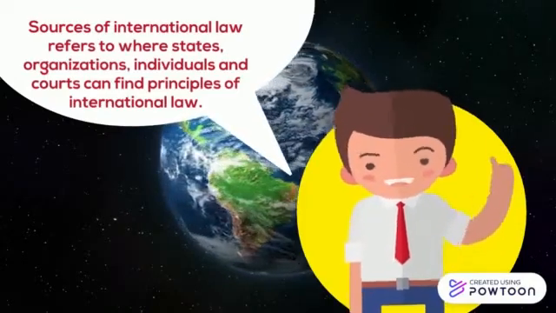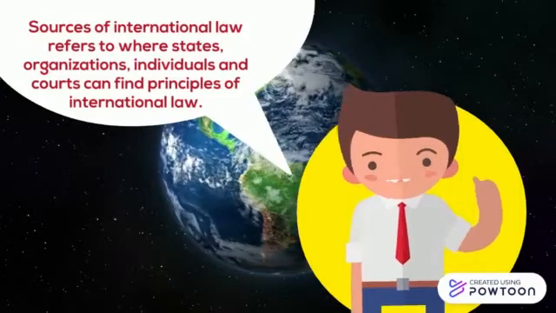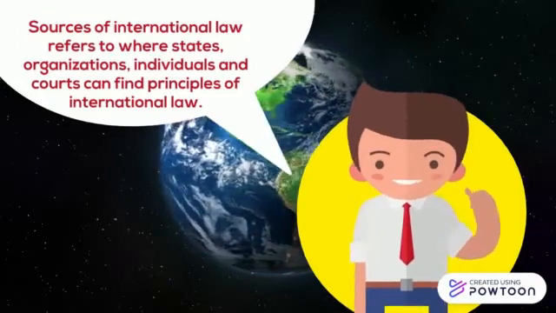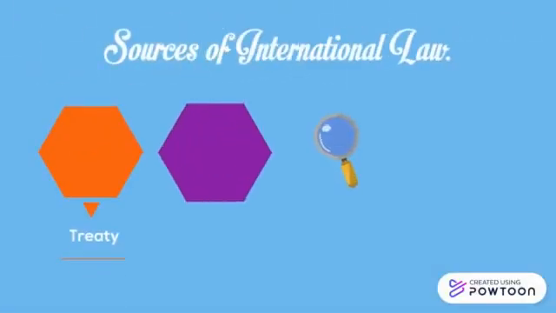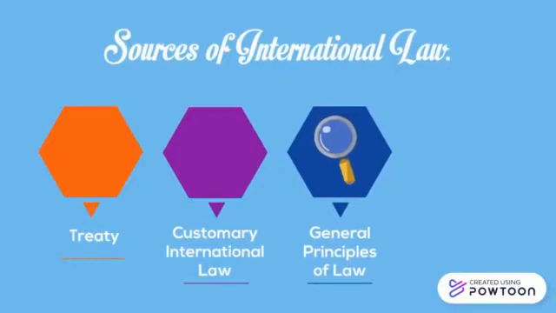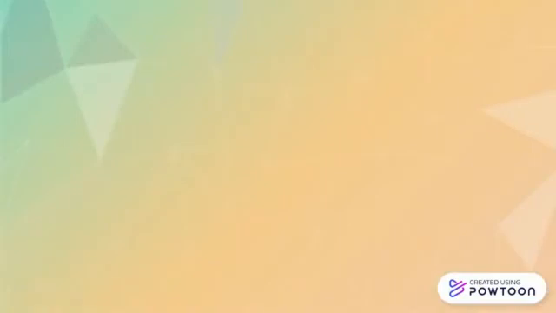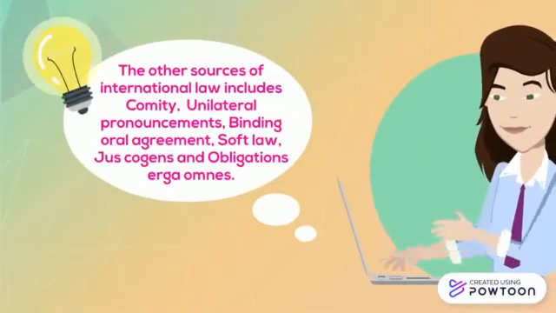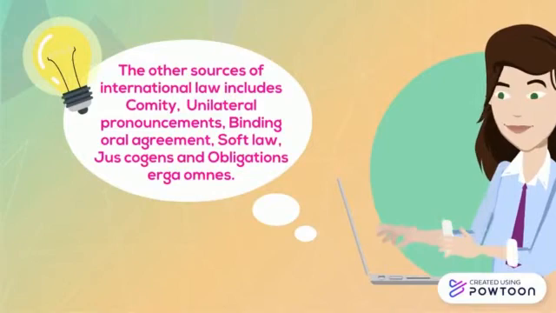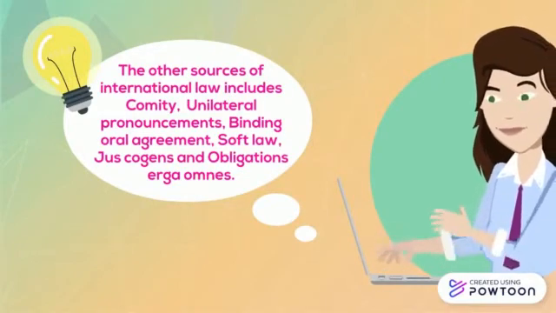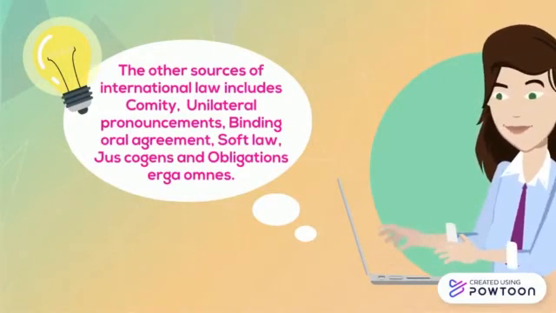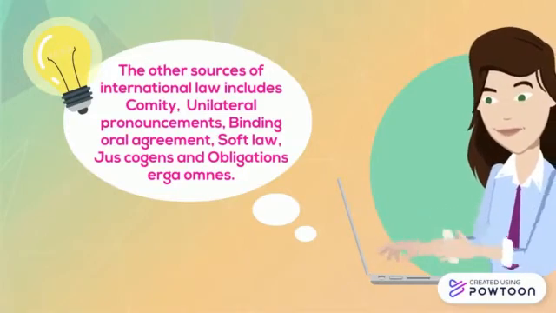One broadly accepted definition of sources of international law includes Article 38 of the ICJ Statute. According to Article 38, there are four main sources of international law, which are treaty, customary international law, general principles of law, and judicial decisions. The other sources include comity, unilateral pronouncements, binding oral agreement, soft law, jus cogens, and obligations erga omnes.